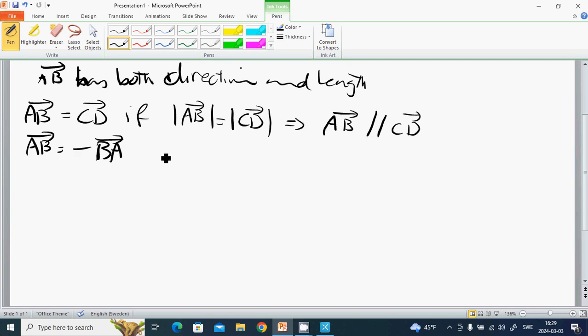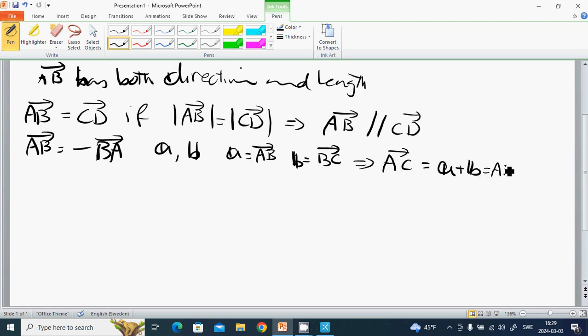Assume that A and B are two vectors, so that A equals AB and B equals BC. Then AC is A plus B. It is AB plus BC. These two must be close to each other, not BC plus AB. No, AB plus BC. And we show A, B, and BC, then AC.